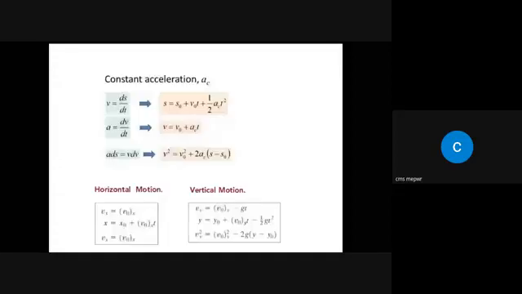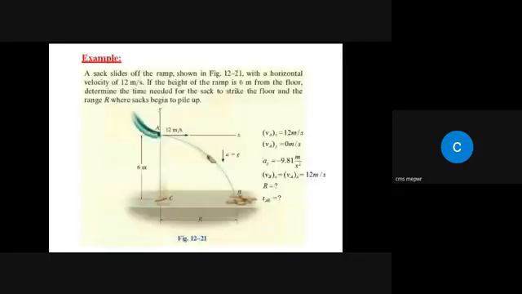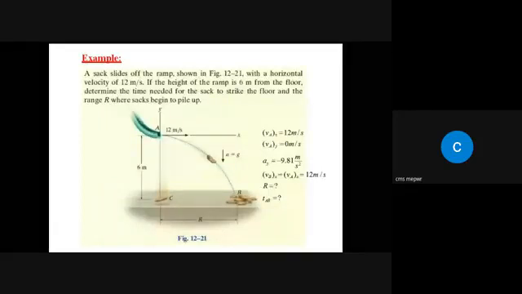Okay, so these are the equations which we basically get. These are the constant acceleration equations of motion, and from here for horizontal motion we get this equation, and for vertical motion basically we get these equations. Okay, so now let's have an example from your book. आपके बुक से एक एग्जाम्पल कंसिडर कर लेते हैं.